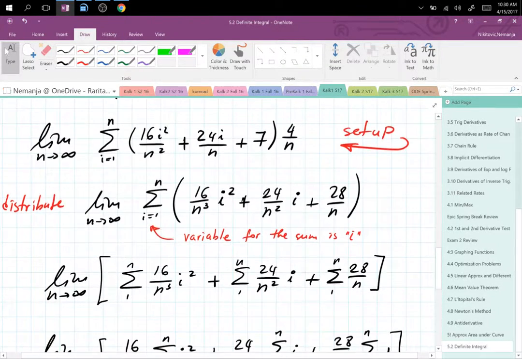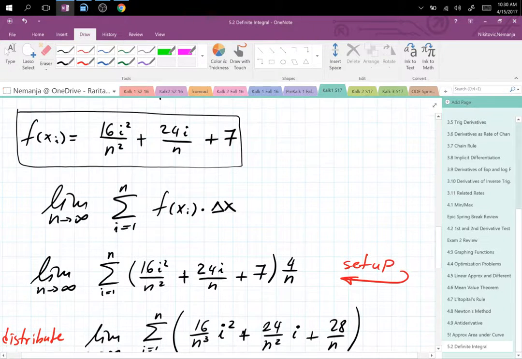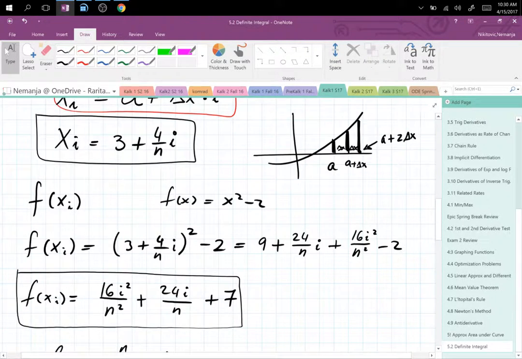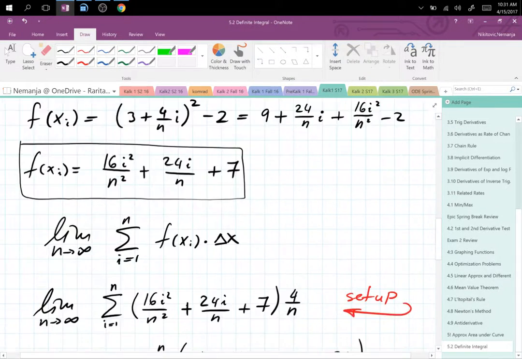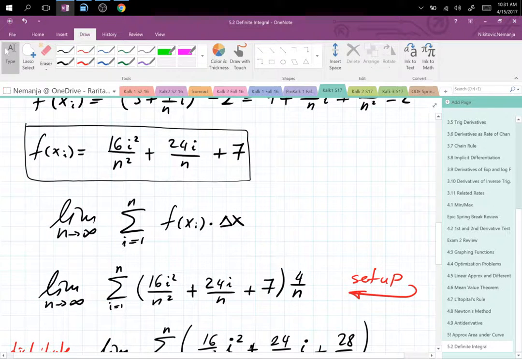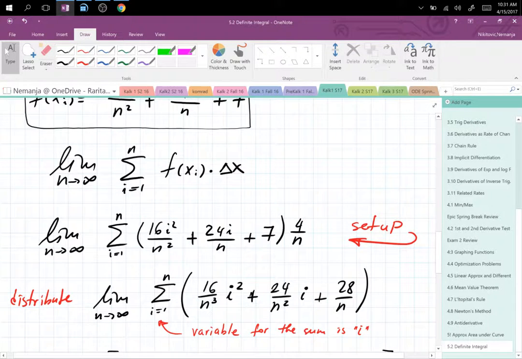So that was the plus. Let's see how the calculation goes. All right, so now square it. That's going to be 9. 3 times 4 times 2 is 24 i over n. Plus 16 i squared over n squared, and then you still have this minus 2. So that's 16 i squared over n squared, 24, and then plus 7. Good. So now we go down, plug everything in, times 4 over n. Distribute 4 over n.